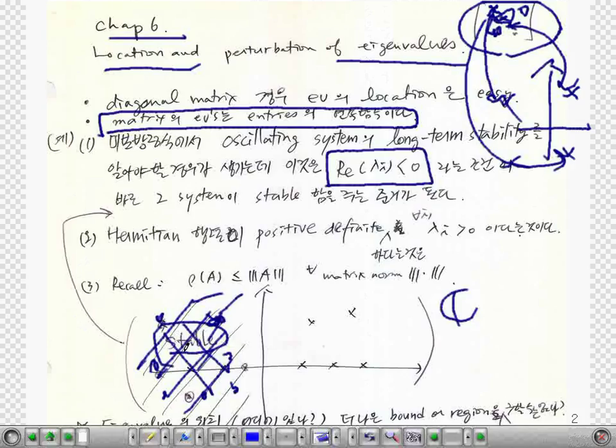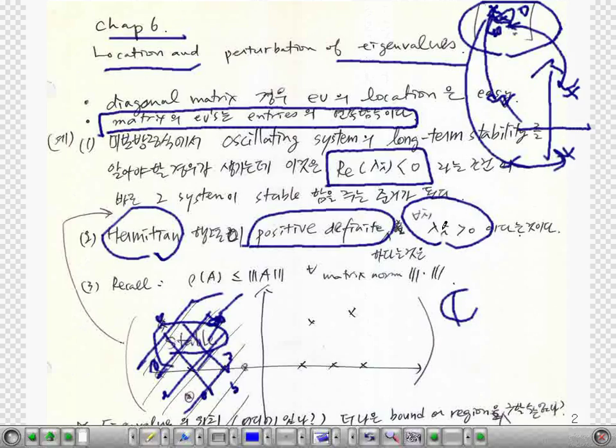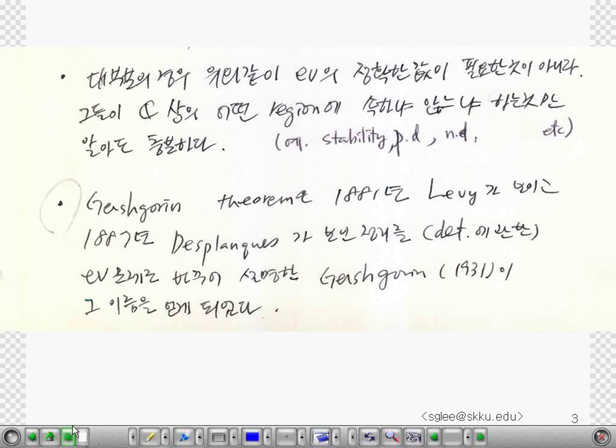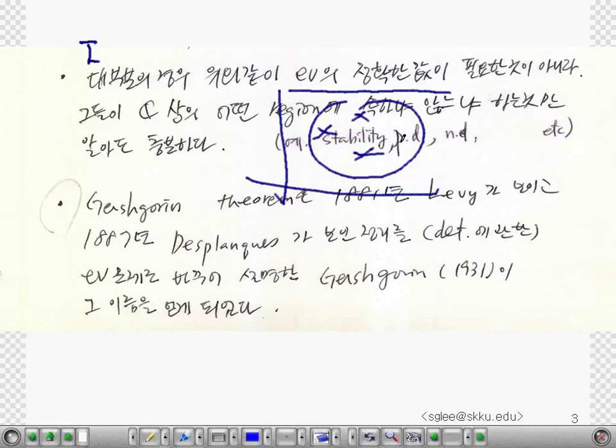And also, the positive definiteness of a Hermitian matrix is characterized by all eigenvalues being positive. That means all eigenvalues are on the right-hand side of the vertical axis. So in most cases, we may not need the exact value of eigenvalues. We just need to know where the eigenvalues are located. For example, stability, positive definiteness, negative definiteness, or positive semi-definiteness, etc.